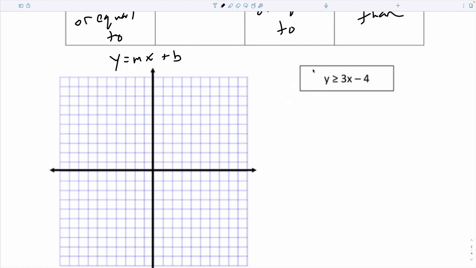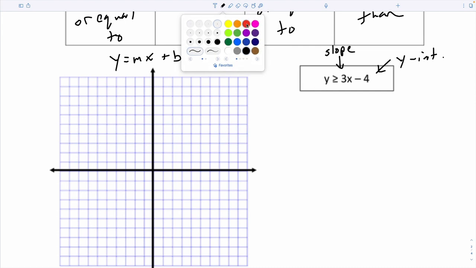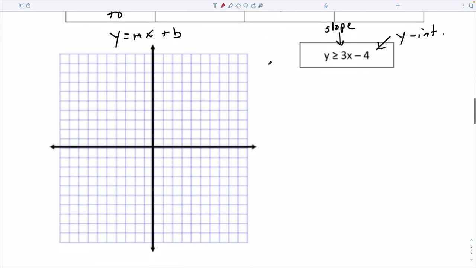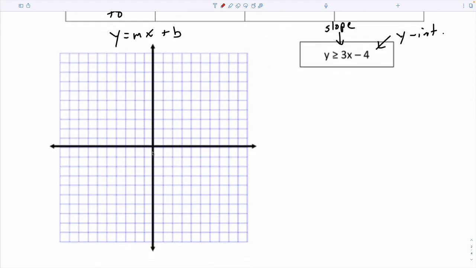We're going to start out exactly like you would graph an equation in slope-intercept form. There's your slope. There's your y-intercept. Go ahead and graph it. Question, Wyatt? Not inequalities, you're thinking of something else, but you'll see.